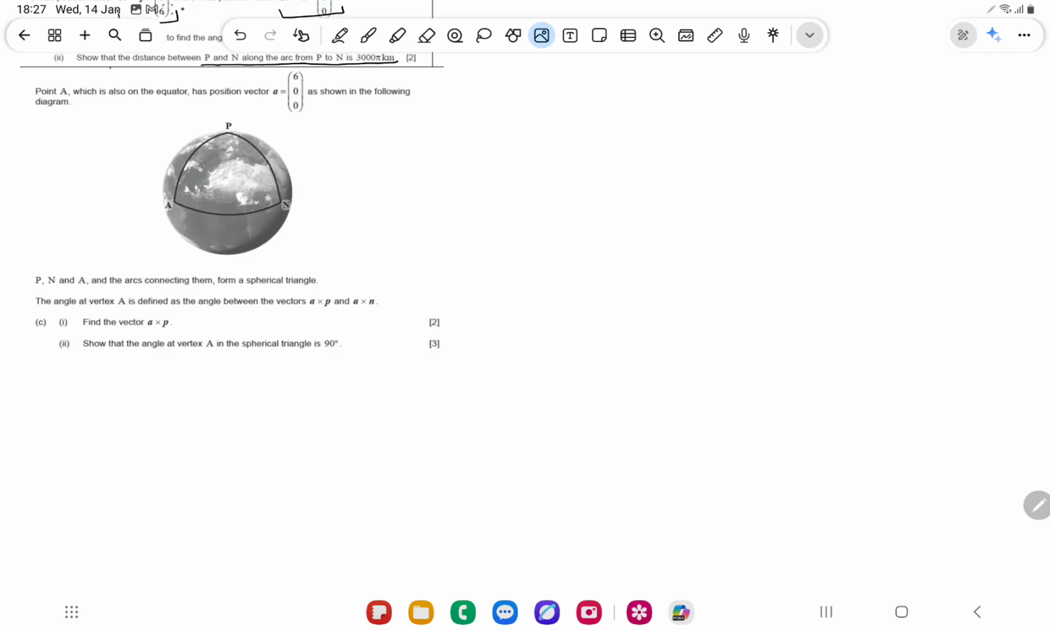Now for the next part of the question, point A, which is also on the equator, has a position vector (6, 0, 0) as shown in the following. P and A are the same points. Now what we have to find is the vector A cross P. To find the cross product, let's first write the vectors, and P is the north pole, so I can write P as (0, 0, 6). So now what we have to find is A cross P, so we will use the cross product.